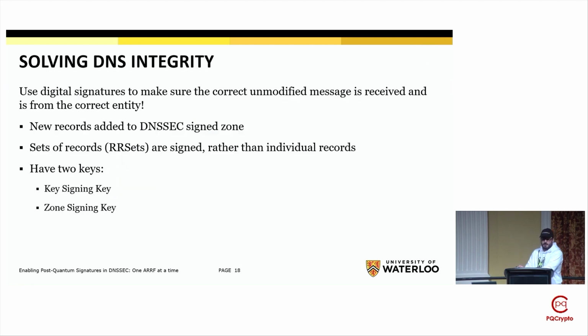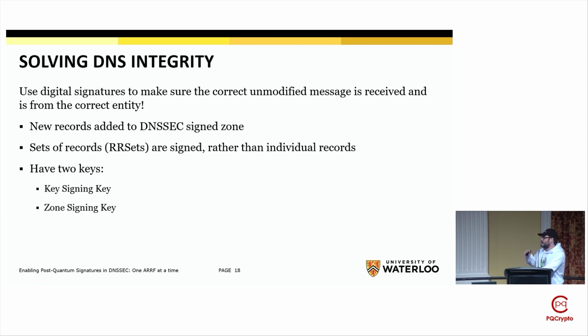So thankfully, this has been thought about, and the brilliant minds at the IETF thought of the Domain Name System Security Extensions, or DNSSEC. And the high-level idea is we'll add digital signatures to DNS. So we introduce a few new records. We have 2 keys. We have a zone signing key, which is responsible for actually signing all the records in the zone. And then we have a key signing key, which signs the zone signing key.